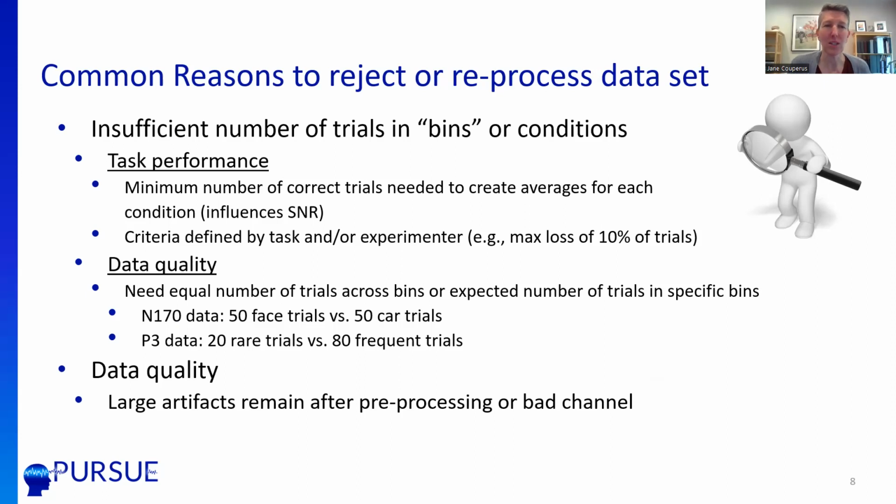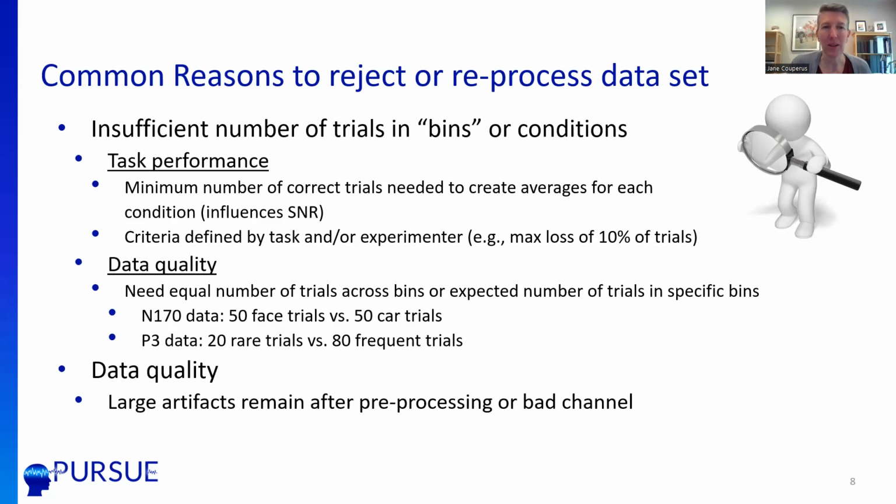We also want to make sure our data quality is good, that we have an equal number of trials across our bins or expected number of trials in specific bins. So for example, if you have 50 face trials and 50 car trials, is that what I'm actually seeing? Or am I getting 10 face trials and 50 car trials? If so, that would be something that's an issue. And so you want to make sure they're appropriate.